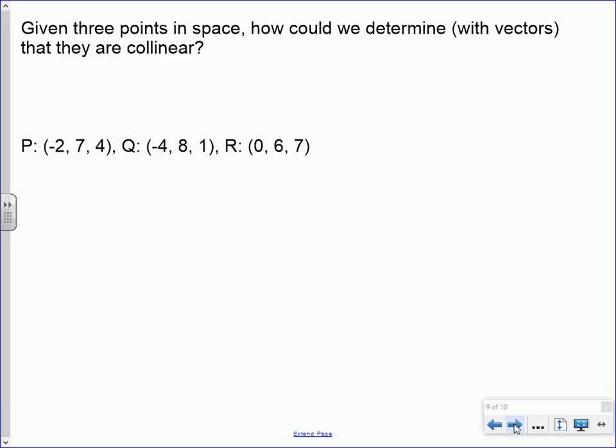What we need to determine is, if I give you 3 points, I want to know if they're collinear. Okay? So based on the conversation we just had, how do you think we can determine with vectors if 3 points are collinear? Darby. Well, you could make every point a vector going from the origin to the point, and then you could take all those vectors and see if they're parallel, and if they are, then they're collinear.